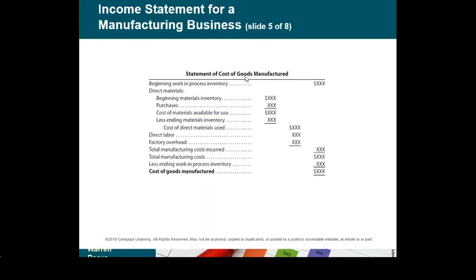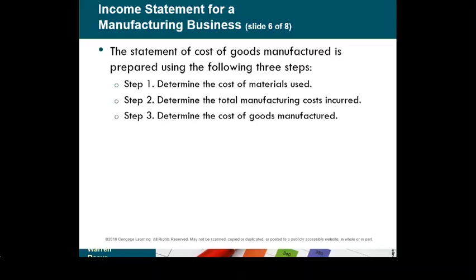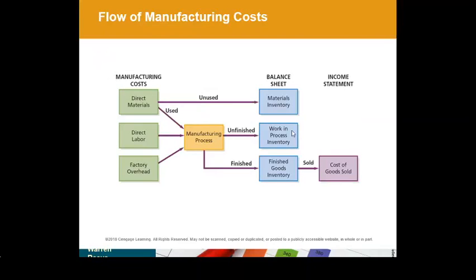So this is the statement of cost of goods manufactured for a manufacturing business. As you can see, there are a lot of costs being recorded here, and that is what makes the income statement for the manufacturing business more complex. In order to derive a statement of cost of goods manufactured, there are three steps: first, determine the cost of material used; second, determine the total manufacturing cost; and third, determine the cost of goods manufactured. This is the end result that you would like to know.